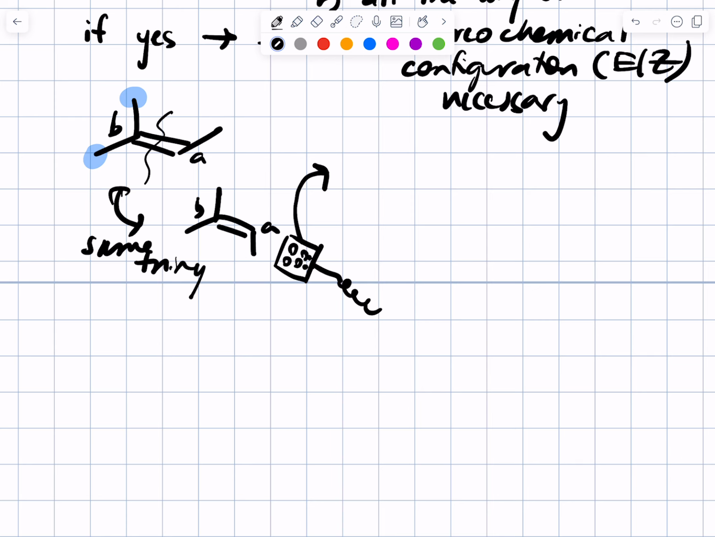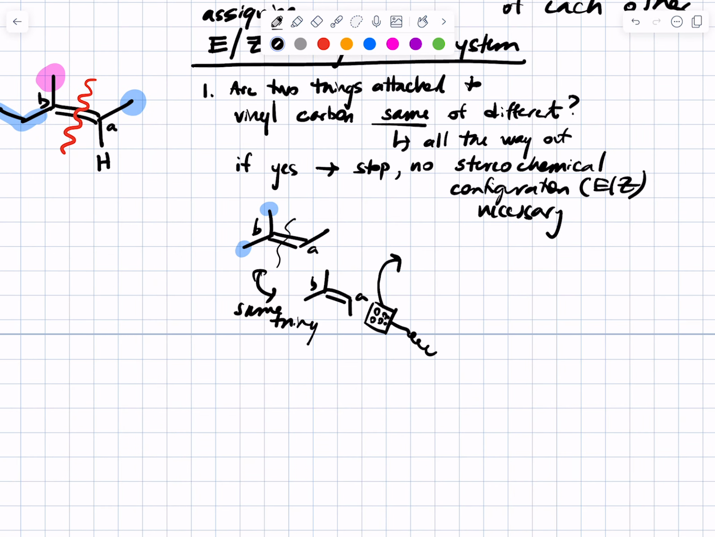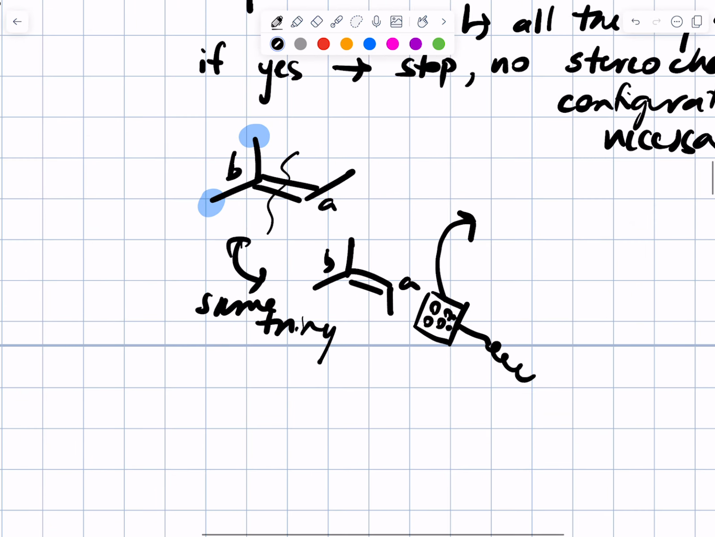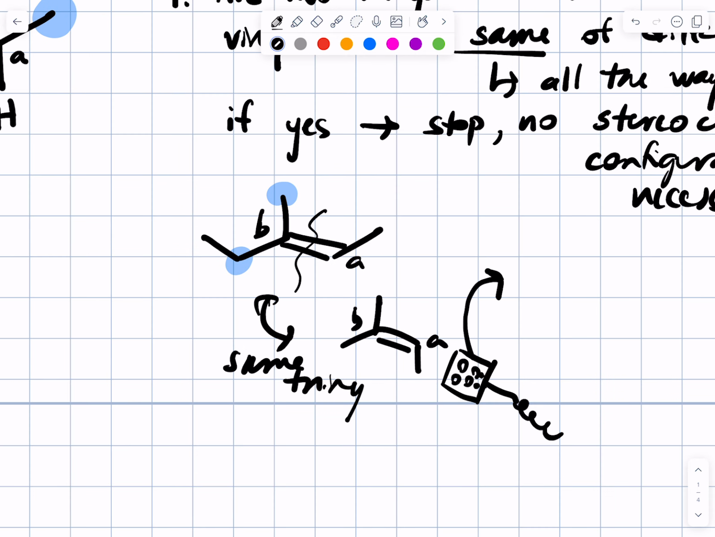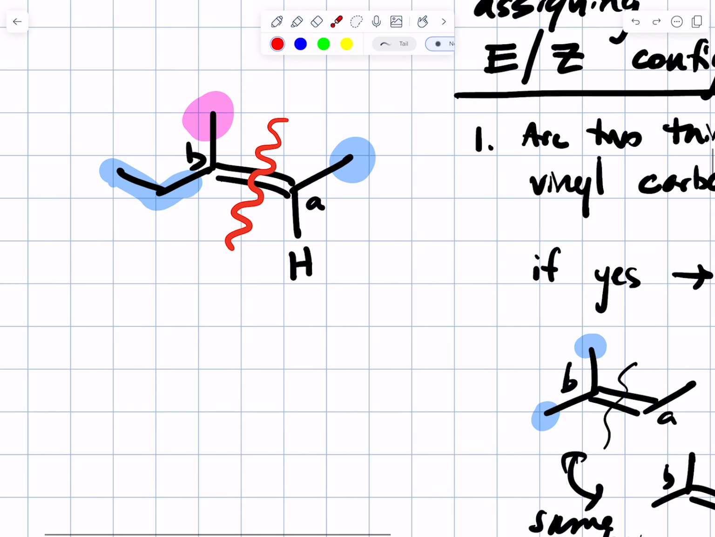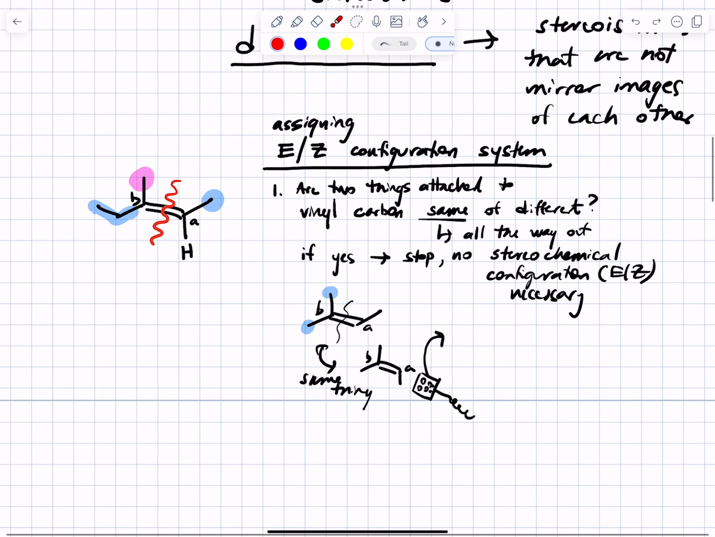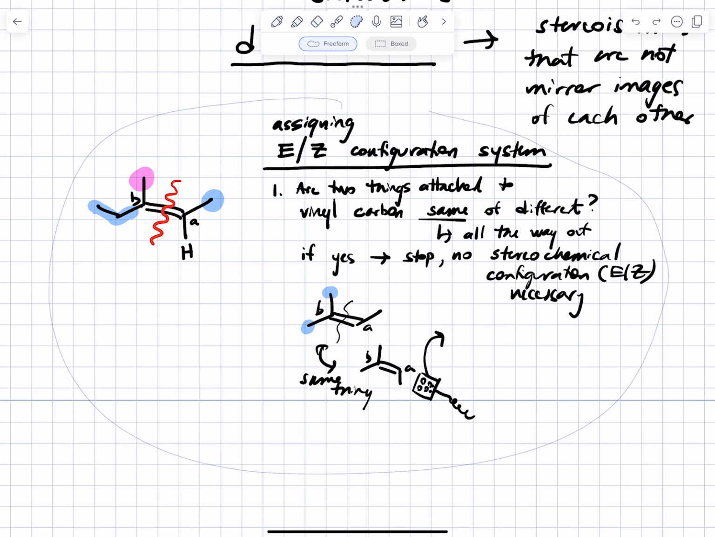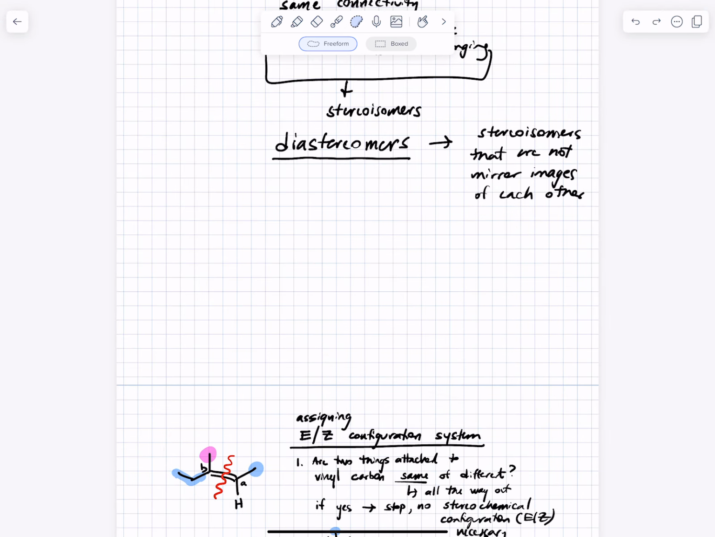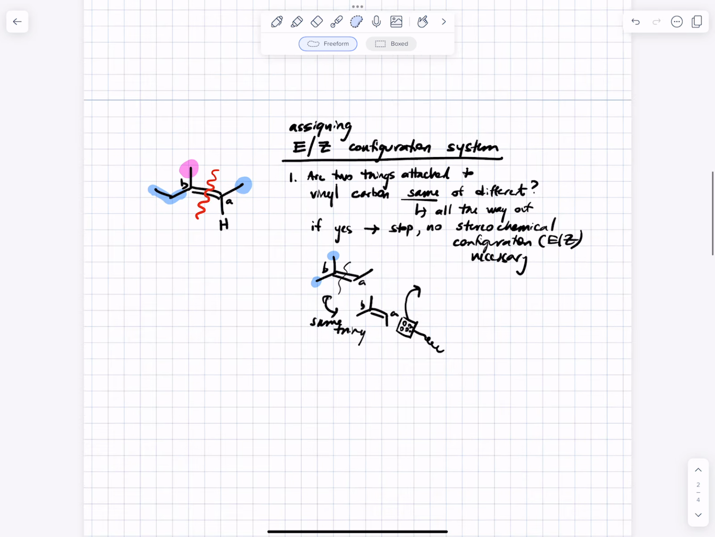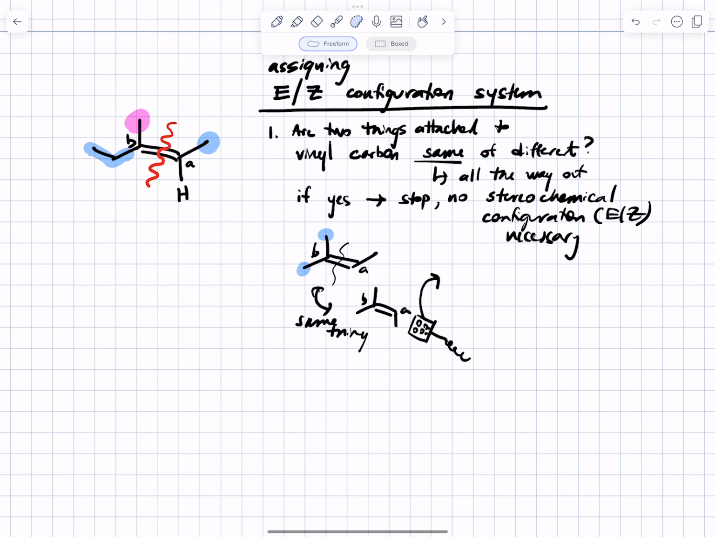Yeah? Well, just going back a little bit, you said like all the way out. What exactly do you mean by that? Like to the end of the molecule? Well, right. So for example, you could look at vinyl carbon B and say methyl group, oh, they're both carbon, so it's the same thing. No, they'd have to be the same all the way to the end of either chain. Okay, so the first thing, you've got to evaluate, are the two things attached the same thing or different? If they're the same thing all the way out, then stop. There's no need to assign stereochemical configuration.